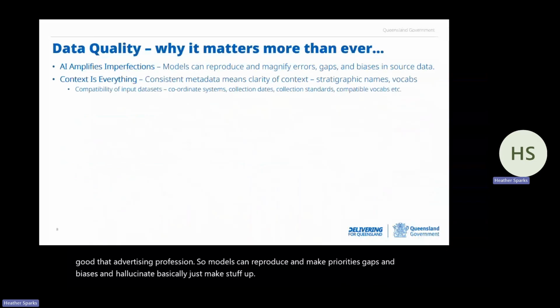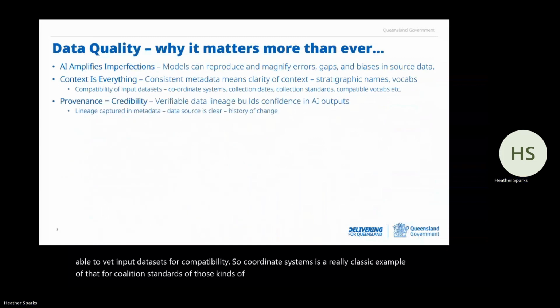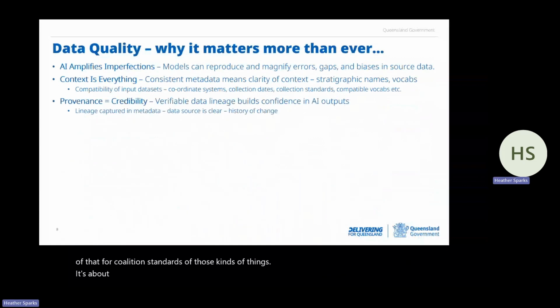Content is everything. So consistent metadata, and I was talking about the importance of metadata earlier, it really means clarity of context. And it's not just about having vocabularies in place that really explain all the concepts that you're wanting to talk about. It's about being able to vet input data sets for compatibility. So coordinate systems is a really classic example of that, or collection standards or those kind of things.